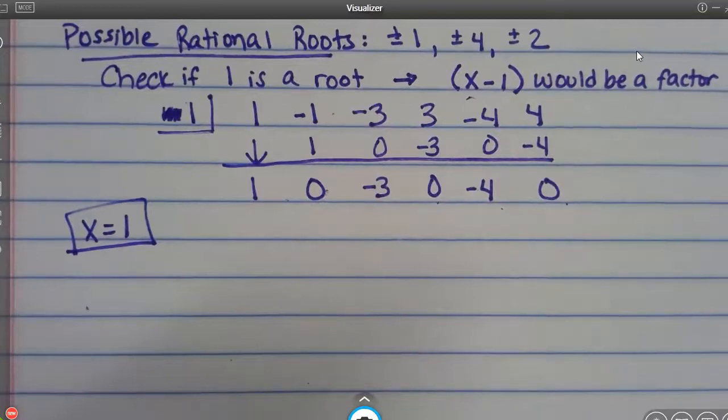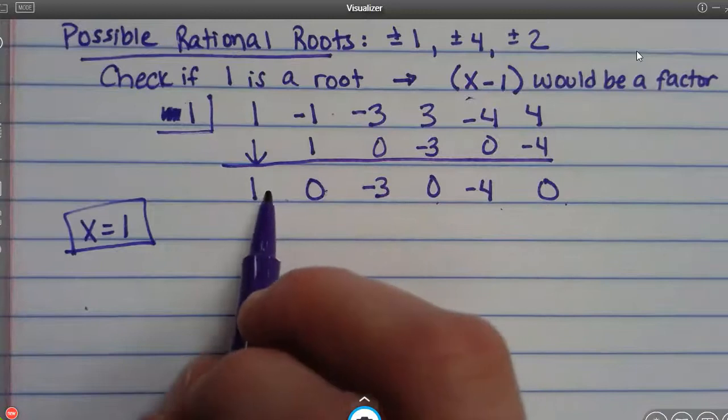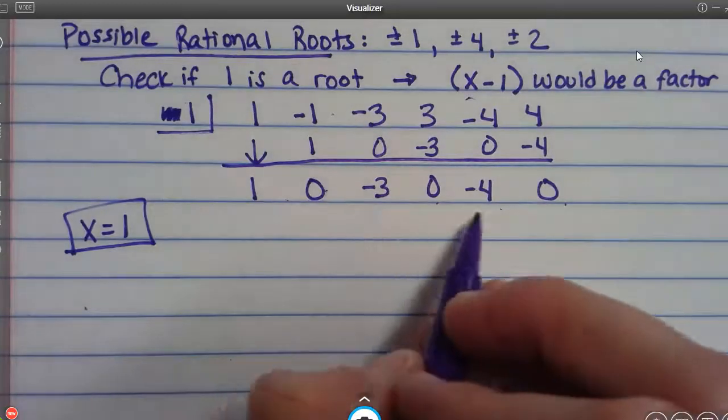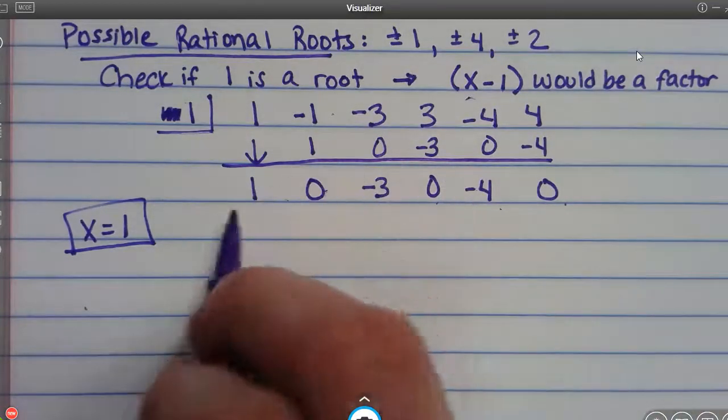So we know, hey, we have one less solution that we actually have to find. So there's 5 total. We found 1. We have to find the other 4 somehow. Now I think we kind of mentioned this a little bit on Monday. I can use the result of my synthetic division to keep going.